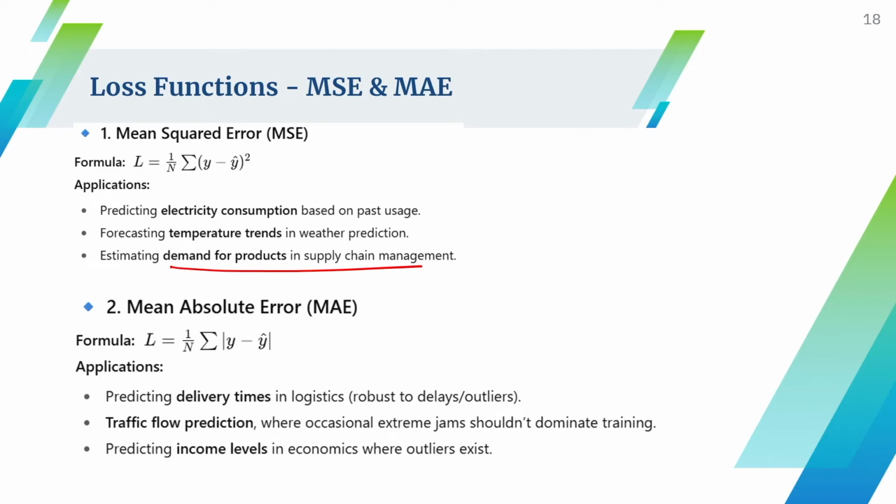When we move on to the absolute error methodologies, these can be applied when you want to predict delivery times in the case of logistics, or predict traffic flow with respect to any particular region, or even predict income levels. So, these are the different real-world applications for using these loss functions.